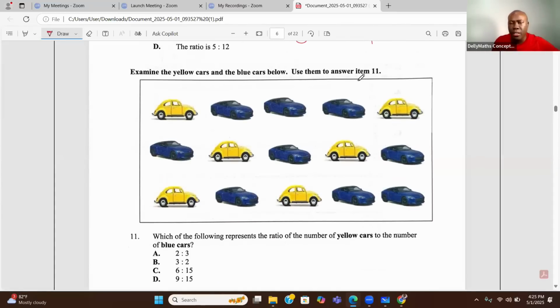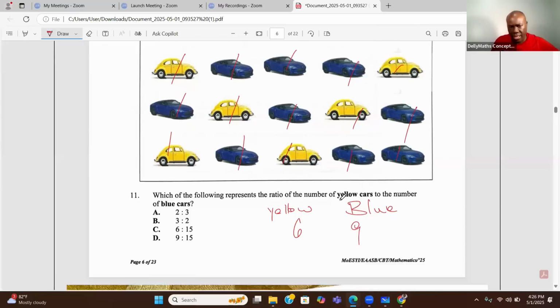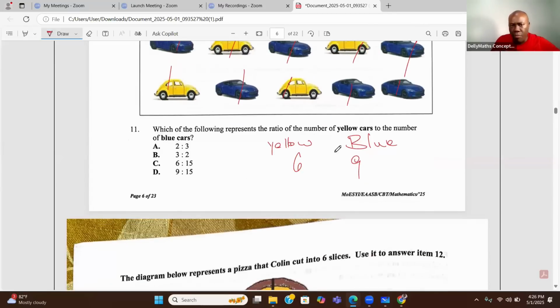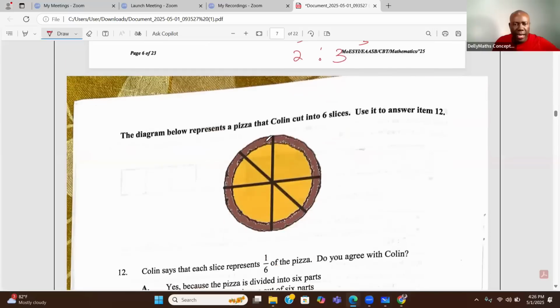Examine the yellow cars and the blue ones. All right, we're going to do that. Which of the following represents the ratio of the number of yellow cars to the number of blue cars? So yellow to blue, yellow comes first, and then blue comes after. We're just going to count. Yellow, 1, 2, 3, 4, 5, 6. So that is 6. Blue, 1, 2, 3, 4, 5, 6, 7, 8, 9. So we have actually 6 to 9. If you don't see 6 to 9, and remember now, they say yellow first. So 6 to 9 is not there. Let's divide everything by 3. We could break it down by using 3. We'll get 2 to 3. So we're looking for 2 to 3 this time, and it is there, and we're good. We're gone. Let's go to the next question.